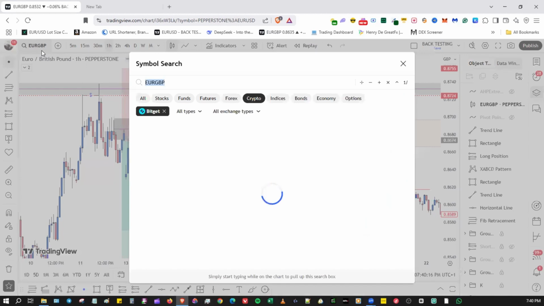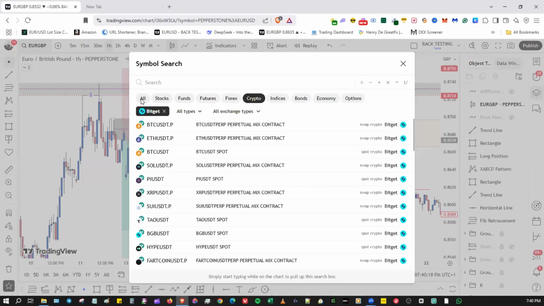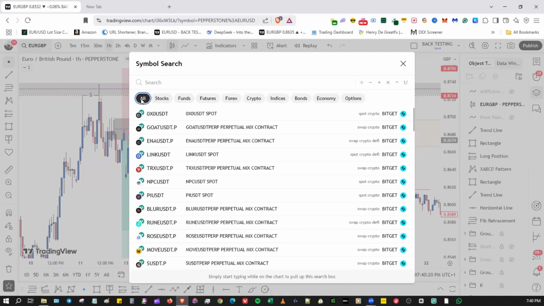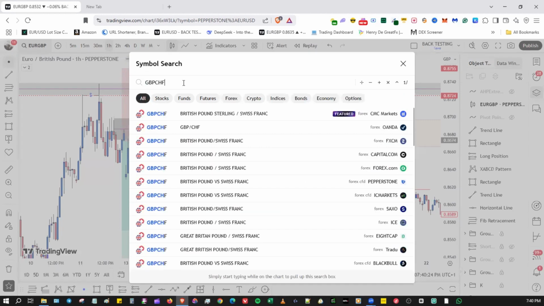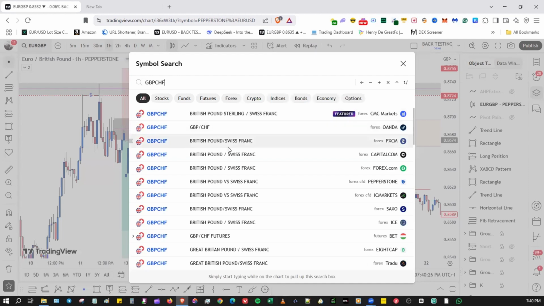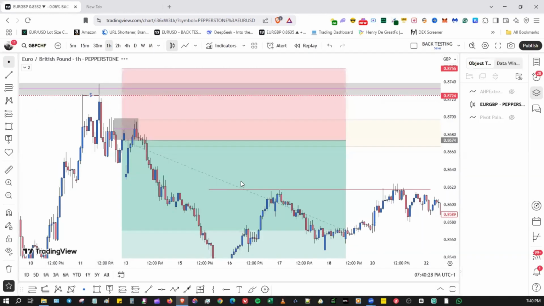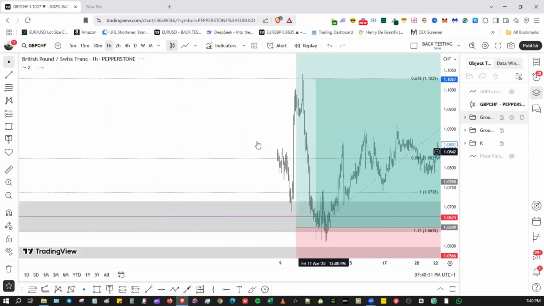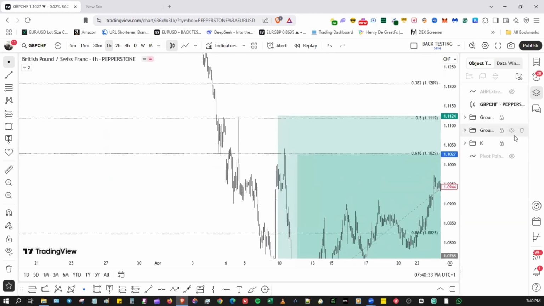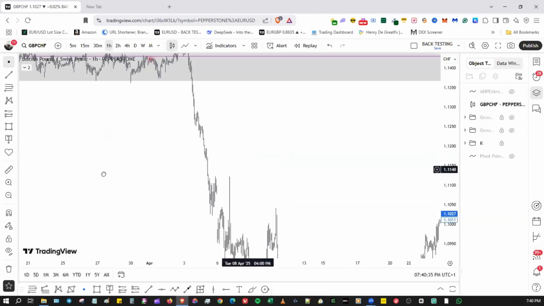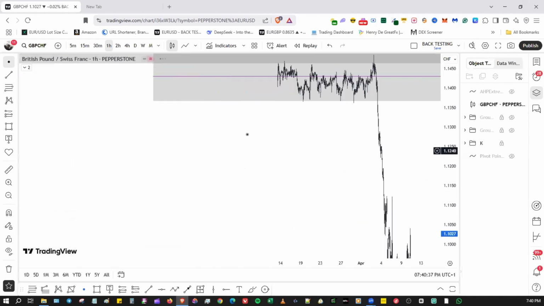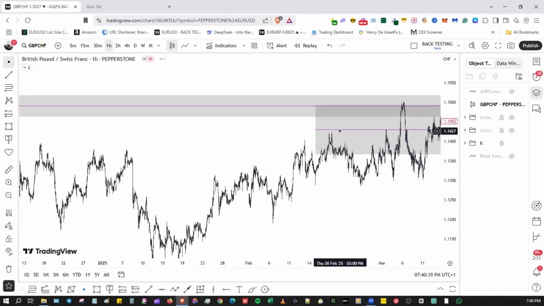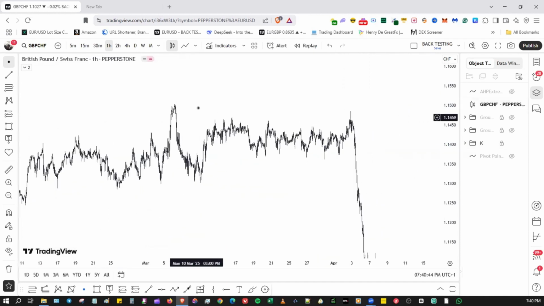Okay, so let me show you guys another example again for the last time. I just want to make sure that this concept of inducement liquidity is well explained and you guys understand it very, very well. Okay, so let's use this one as an example here.